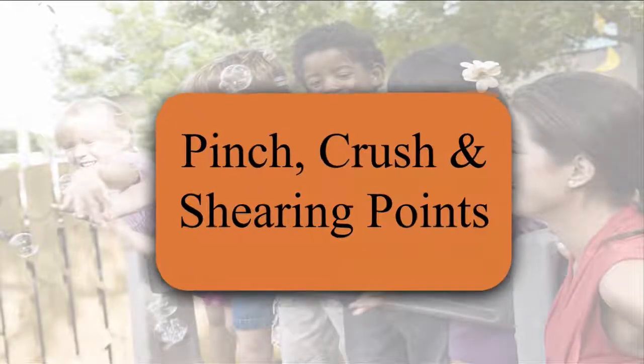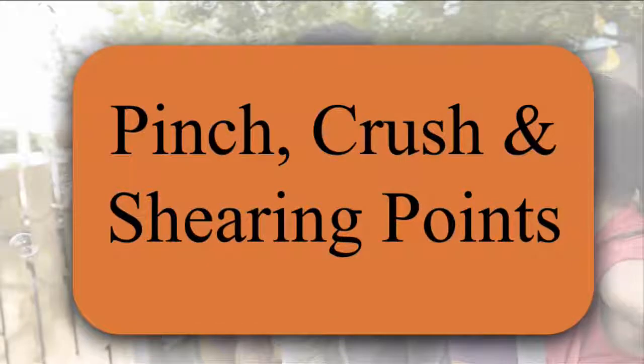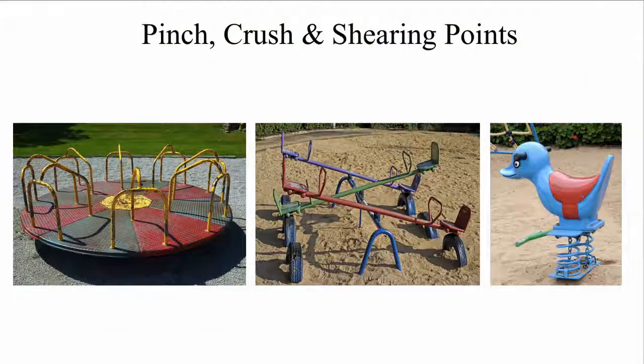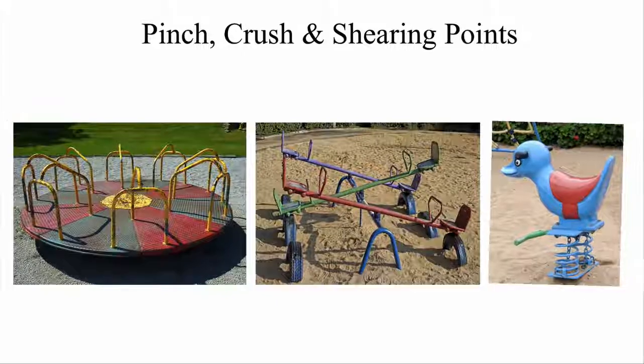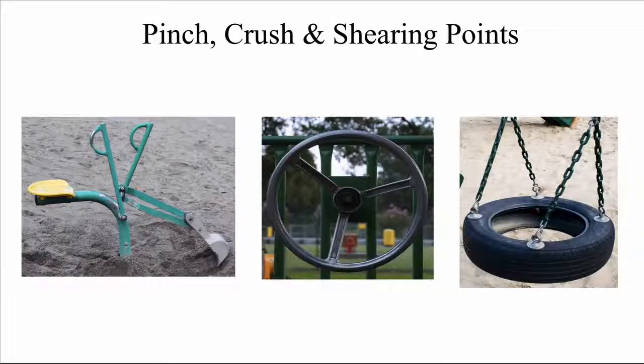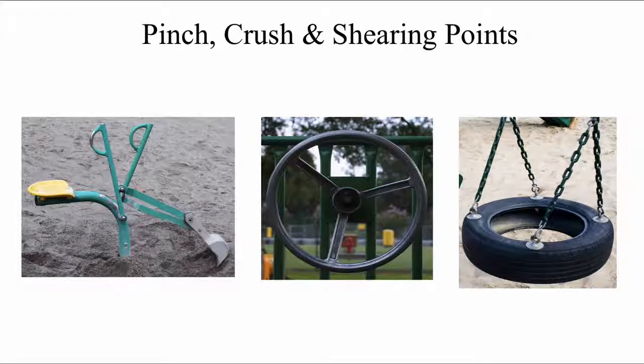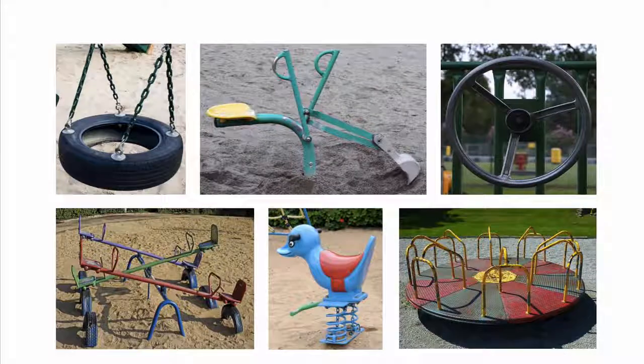And working with children, another hazard to be aware of involves play pieces that have components that move against one another or move relative to a stationary component. These pieces may have pinch, crush, or shearing points. Our goal is to prevent children from having access to these points. Some of the equipment that might have these points include merry-go-rounds, seesaws, spring rockers, sand diggers, ladder bridges, steering wheels, tire swing chains, and tricycle go-rounds. Special attention should be given to these types of equipment so we can guard against injuring hands.